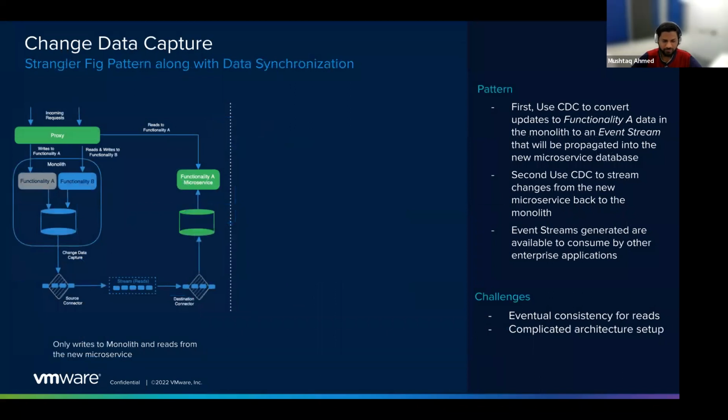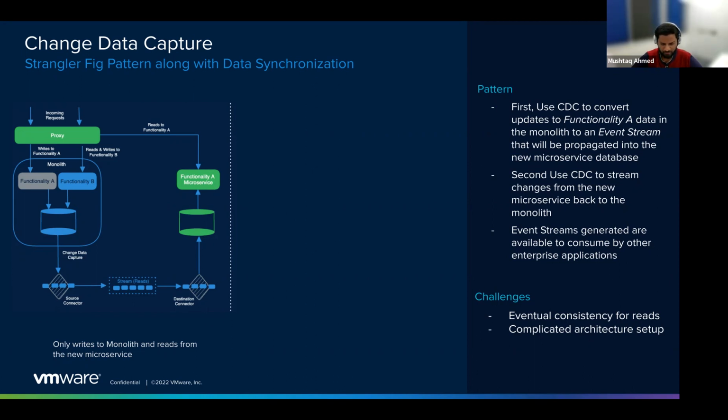And finally, we will want to discuss the change data capture pattern. This is used along with the Strangler Fig pattern and helps us with data synchronization, where we want to maintain a sync between the data in the microservice and the monolith. Now assume that in the monolith you have to migrate functionality A into a new microservice. The first thing we would do is have the reads for functionality A redirected to the new microservice using the Strangler Fig pattern as described in the previous slides.